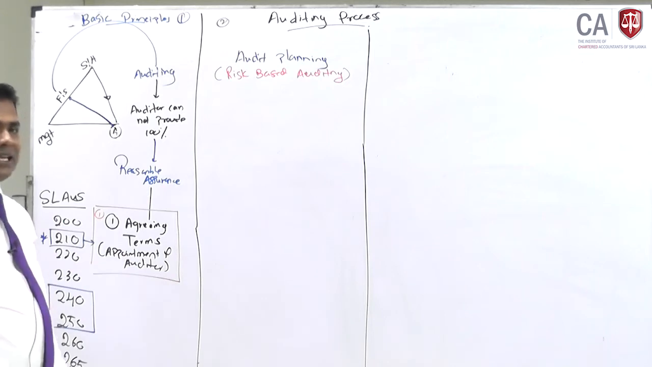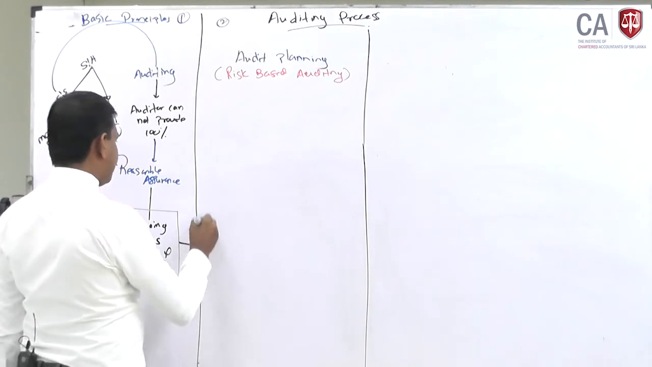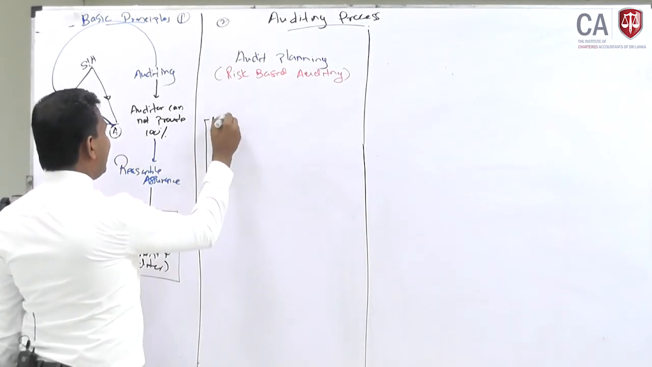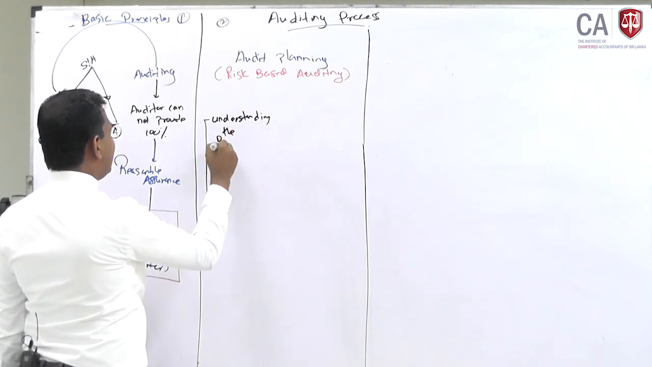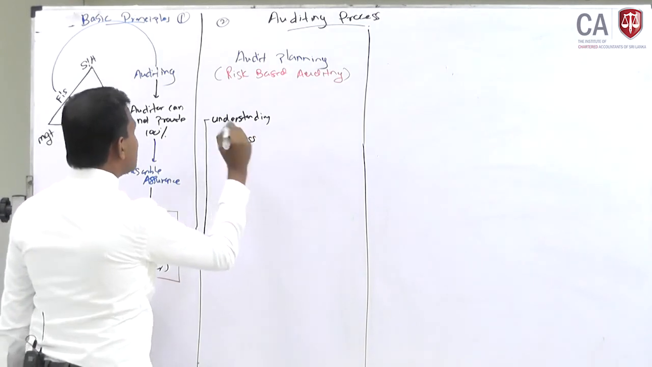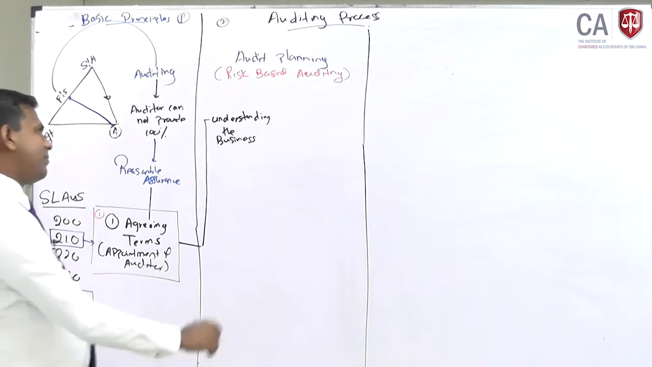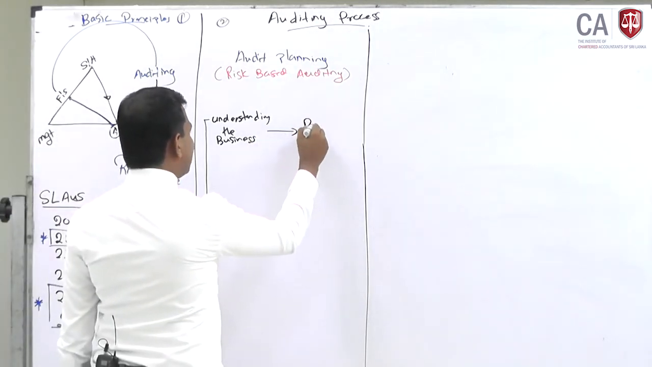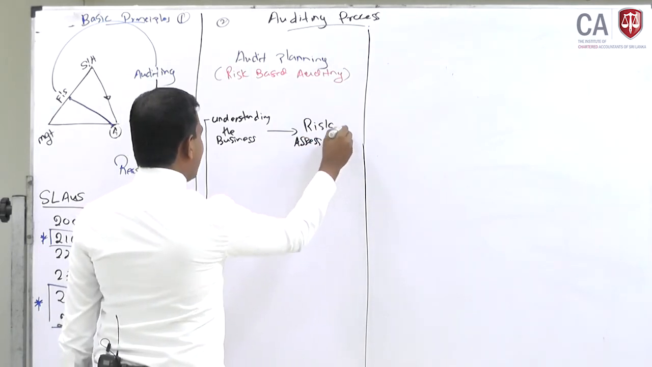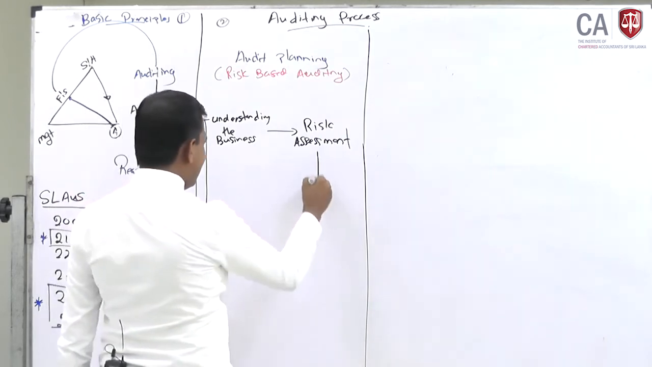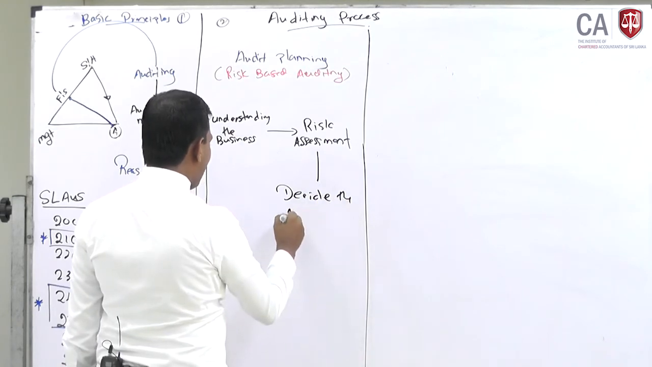So in audit planning, basically we have three steps. Number one, understanding the business. We will discuss those later. So you need to understand the business. After you understand the business, you have to do the risk assessment. Those we will discuss later. You have to do the risk assessment, and then you have to decide the audit procedures.